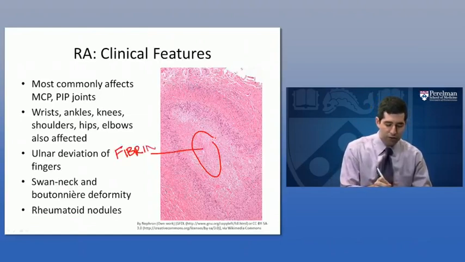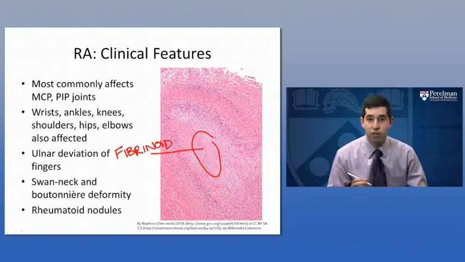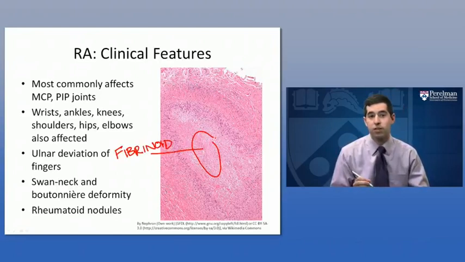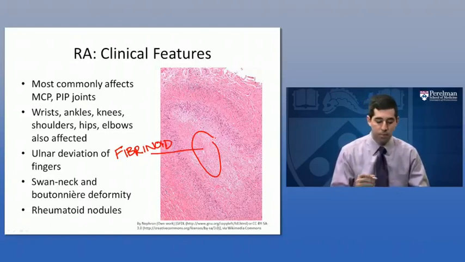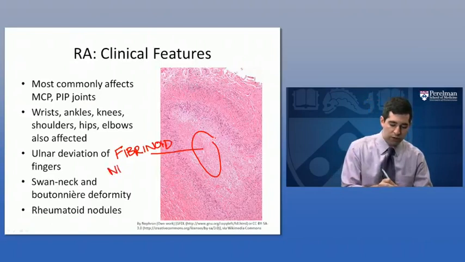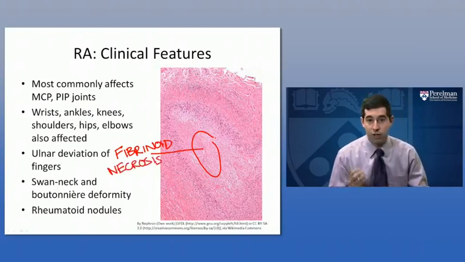Fibrinoid necrosis is essentially referring to a proteinaceous material that's collecting within this nodule. Fibrin is a protein that exists in the blood. Fibrinoid means looks similar to or acts similar to that fibrin. So we essentially have a bunch of protein depositing in the middle here, and it's fibrinoid necrosis, necrosis referring to essentially death of cells and essentially their destruction in that process.